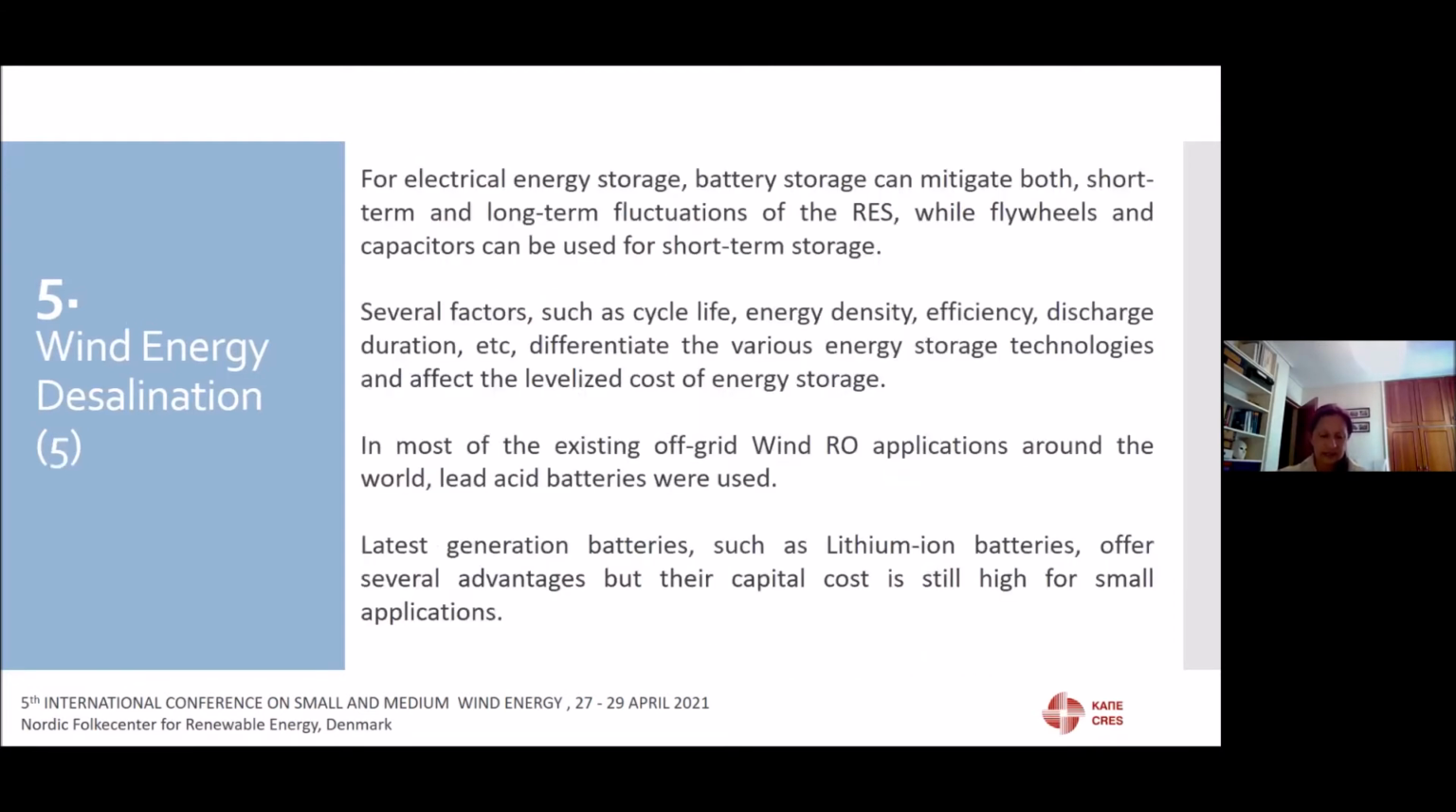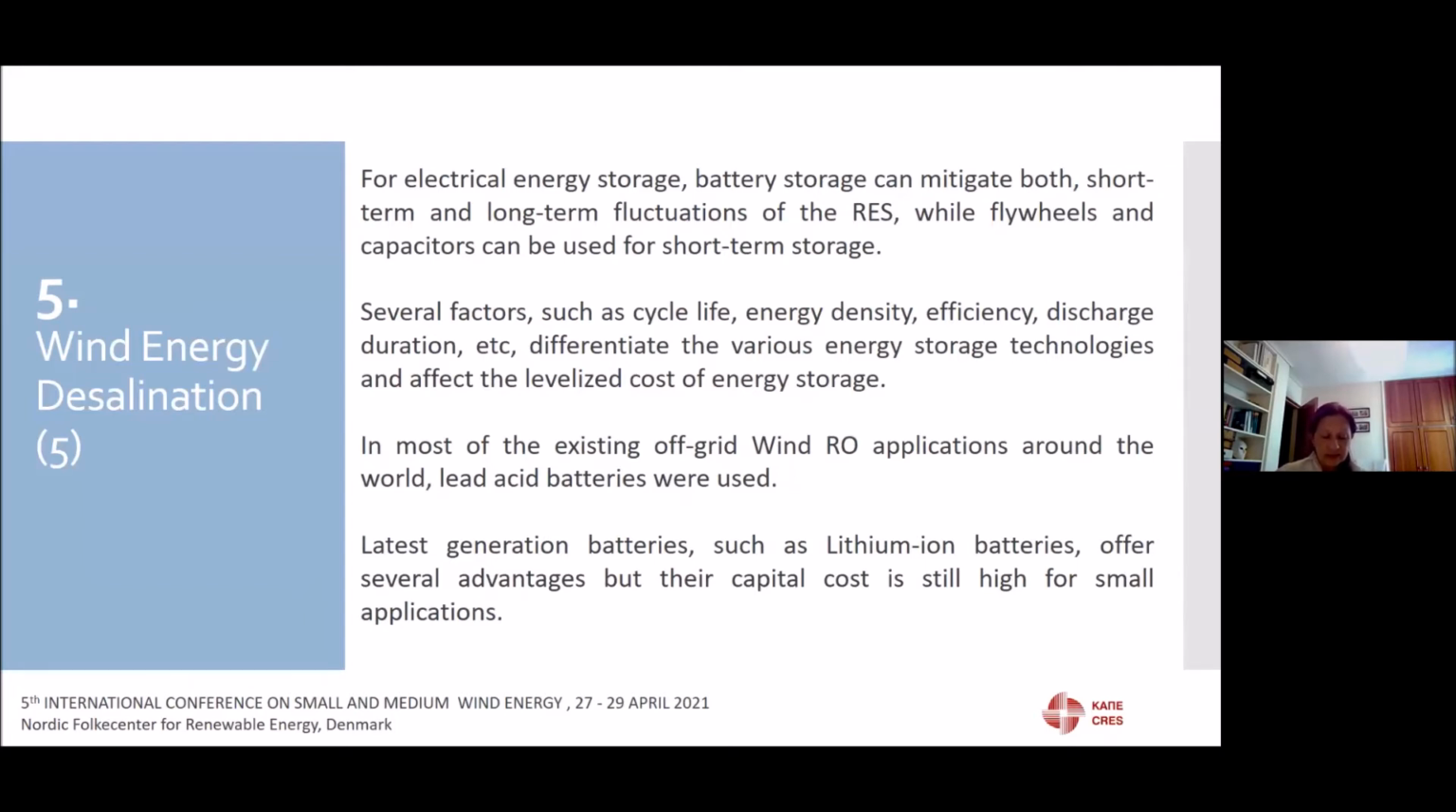For electrical energy storage, battery storage is an option that can mitigate both the short and long-term fluctuation of the RES, while flywheels and capacitors can be used for short-term storage. Several factors such as cycle life, efficiency, etc., differentiate the various energy storage technologies and affect the levelized cost of energy storage. In most of the existing small off-grid wind RO applications, lead-acid batteries were used.